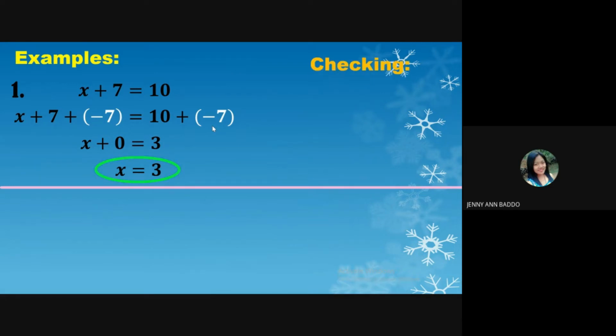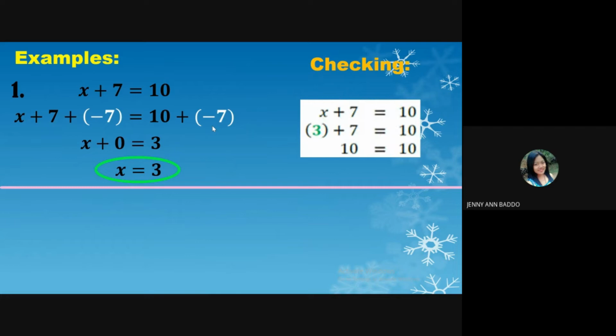Let us check. x plus 7 equals 10. That's the given equation. By substitution, we have 3 plus 7 equals 10. Therefore, 10 equals 10. So we arrived at a true statement, which means 3 is a solution of the given equation.